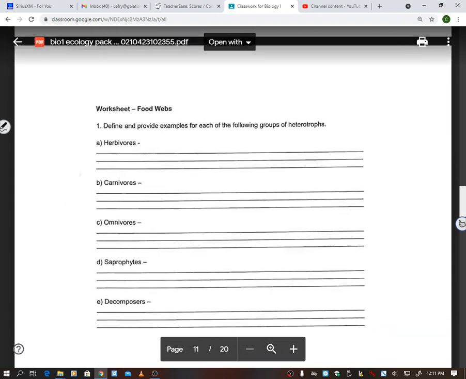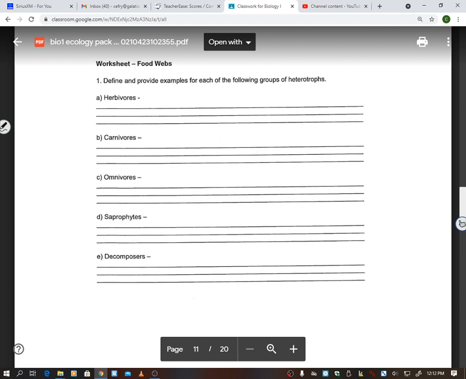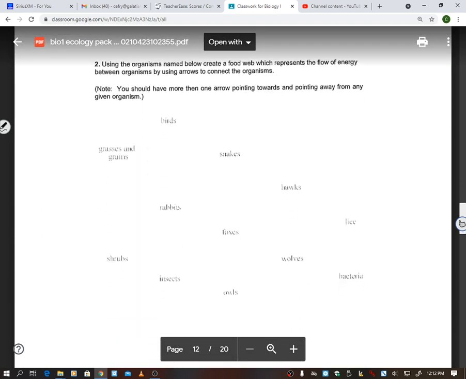All right, this is just some definitions. Remember, herbivores are eating plants, carnivores meat, omnivores are eating both. If you look at these, decomposers are breaking things down, then you have saprophytes, which are also a little bit like decomposers. Using the organisms named below, create a food web which represents the flow of energy between organisms.